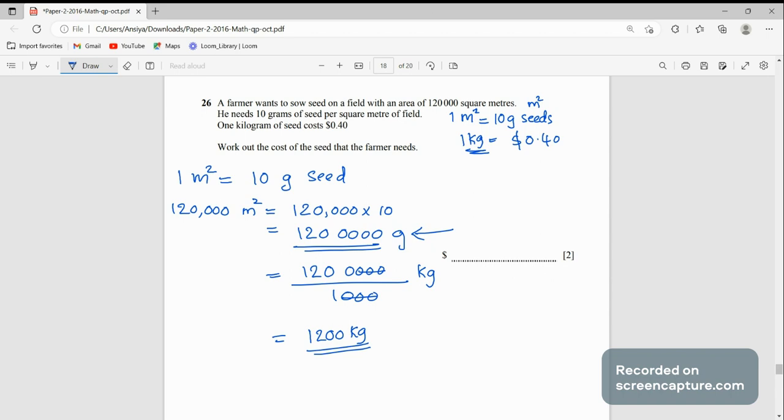Now what's the question? We need to find the cost. For that also a clue is given. 1 kg costs 40 cents. So 1200 kg cost how much? Multiply. And when you multiply, you will get $480. Use your calculator, multiply and check.